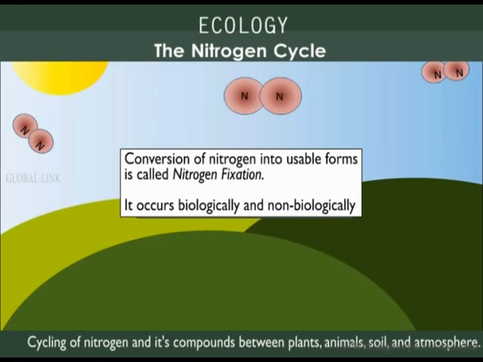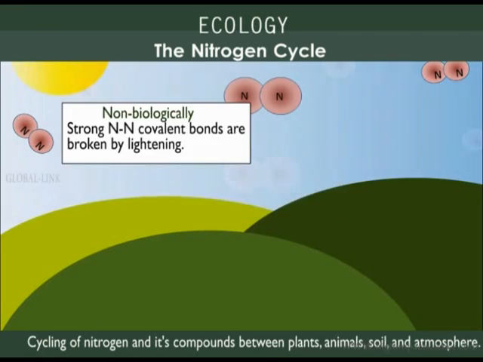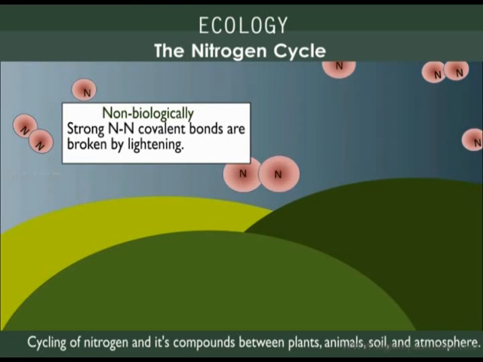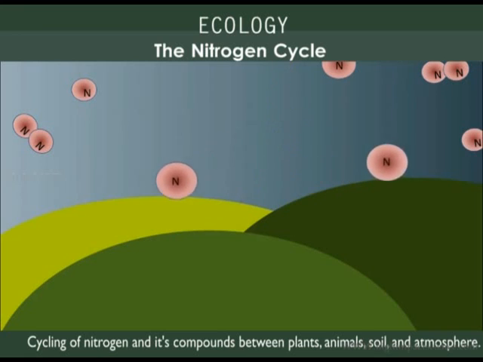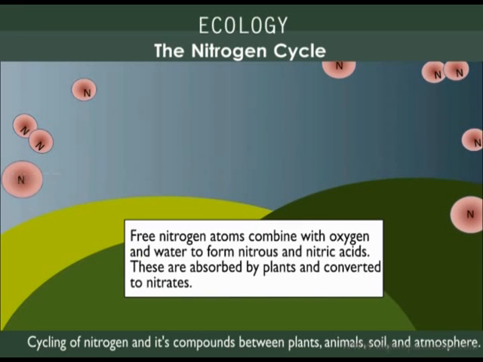It can occur in two ways: biologically and non-biologically. Non-biologically, lightning breaks the nitrogen-nitrogen covalent bond, forming free nitrogen atoms, which quickly combine with atmospheric oxygen and water to form nitrous and nitric acids. These are then converted to nitrates by plants.